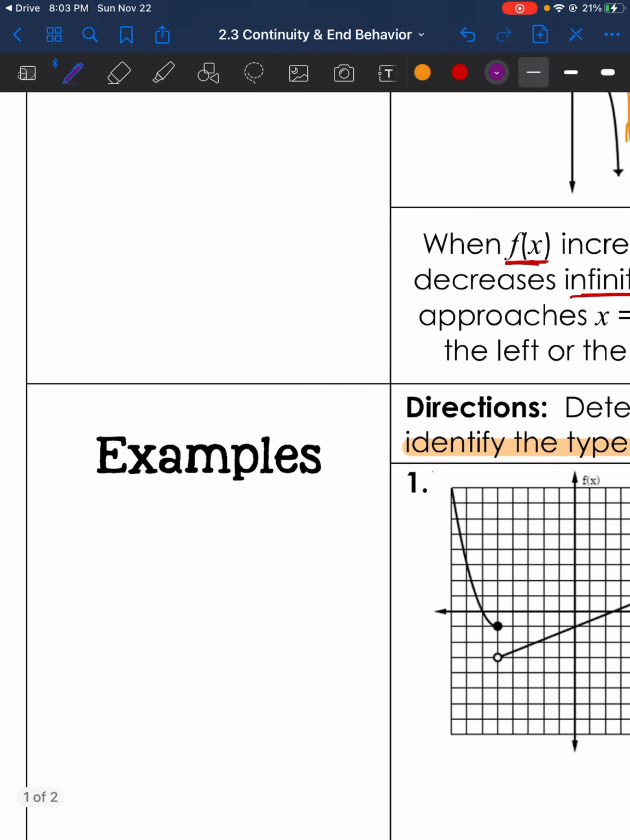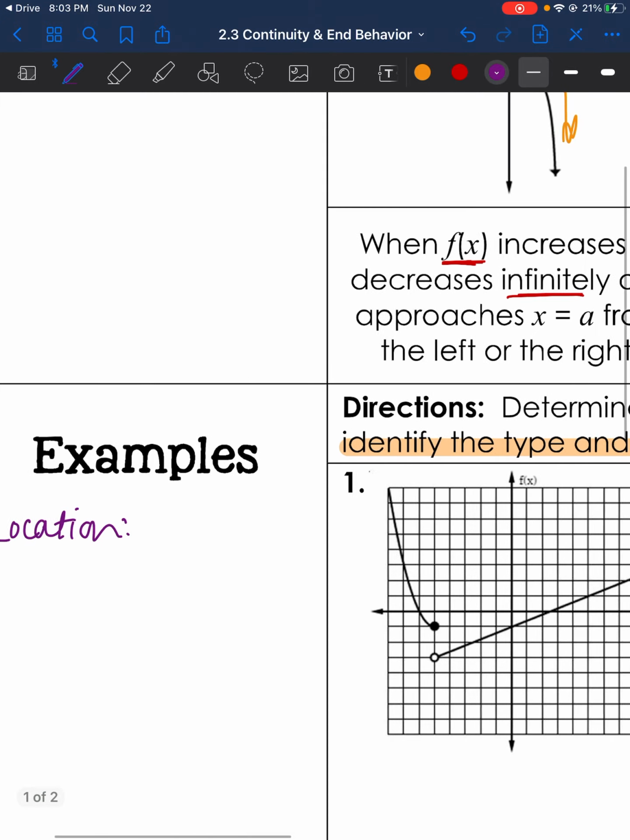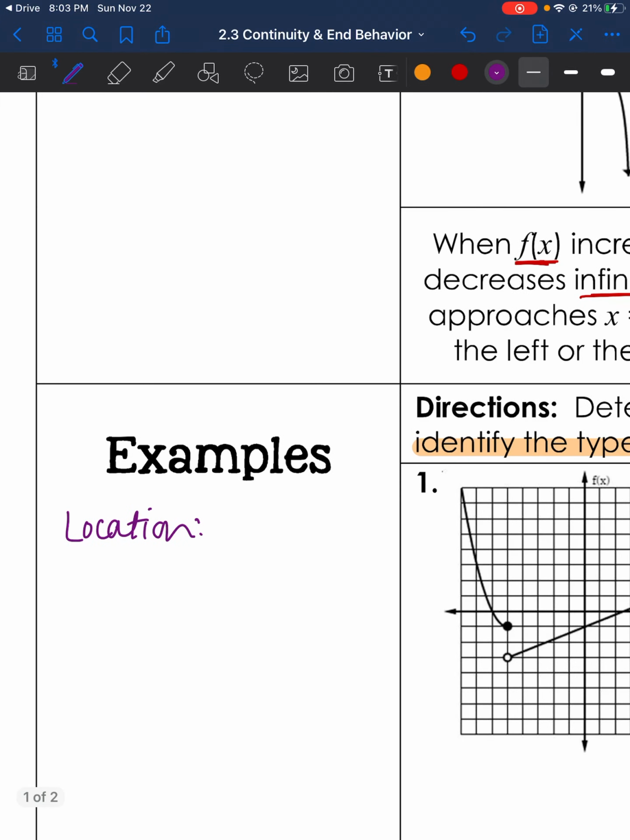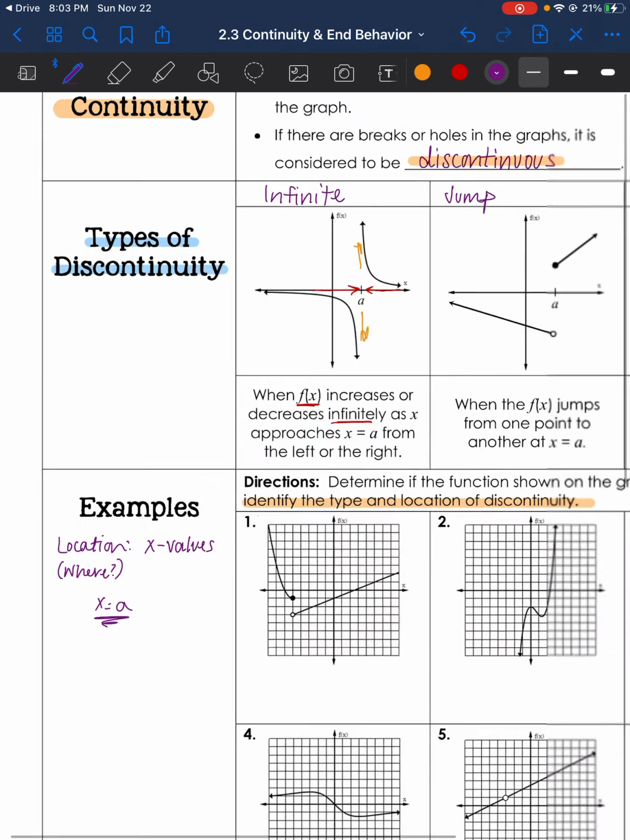If we're asked for location, okay, this one just straight up says give the location. But if you're also asked where does something occur at, that's the location, and you're always going to be given x values. At x equals a, there's a discontinuity. At x equals a, there's an asymptote or whatever. If they say where does this occur, you're always going to be given the x value of that spot. Okay, so let's look at number 1.